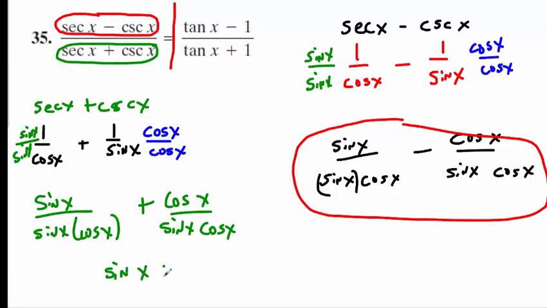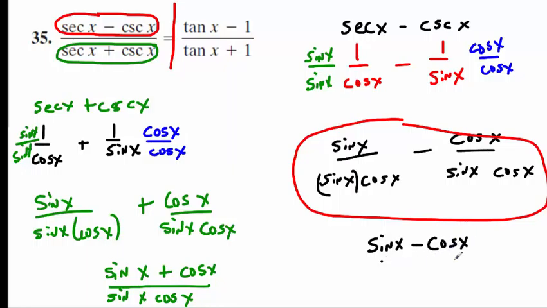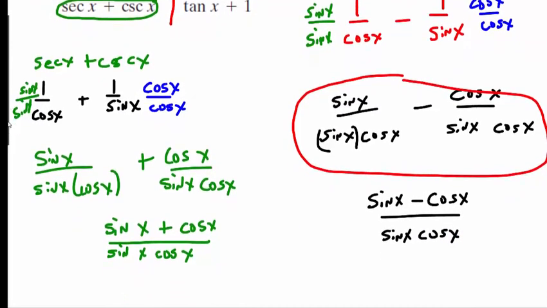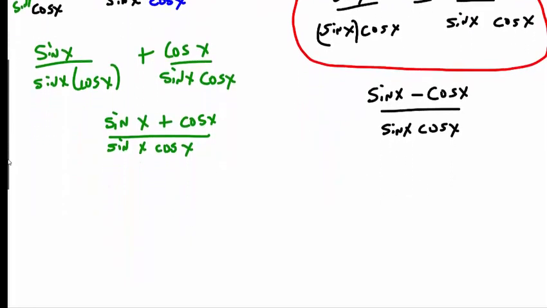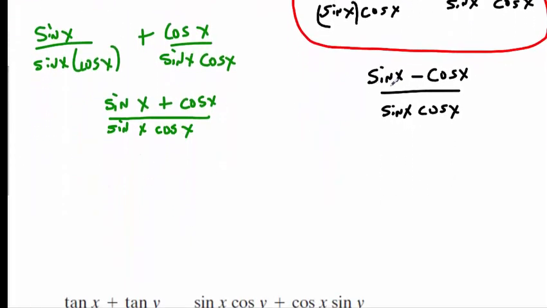So I have sine x plus cosine x all over sine x cosine x. And this would also be the same, sine x minus cosine x all over sine x cosine x. So what I want to do is just put those two pieces on top of each other now and see what is going to happen there.